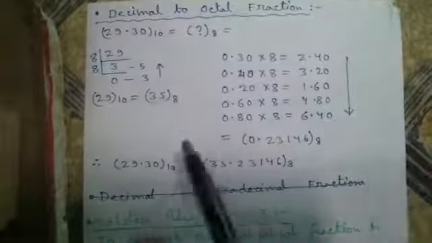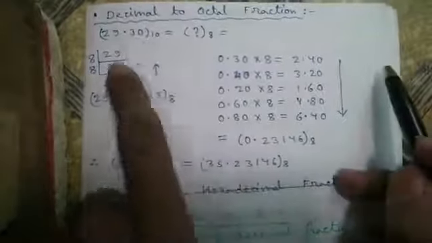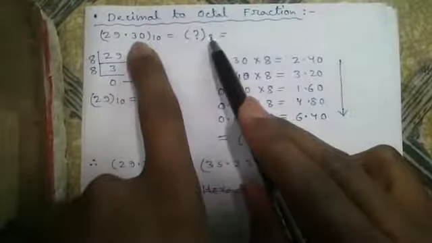Decimal to octal fraction. For the integer part, as usual. For the fraction part, same process. Take the fraction and multiply that by the destination base. Here the destination is octal, or base 8.